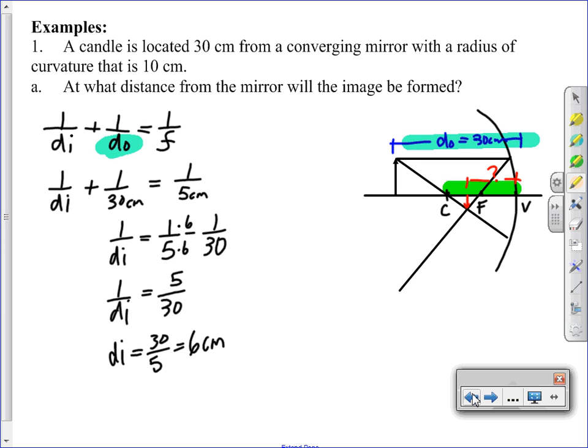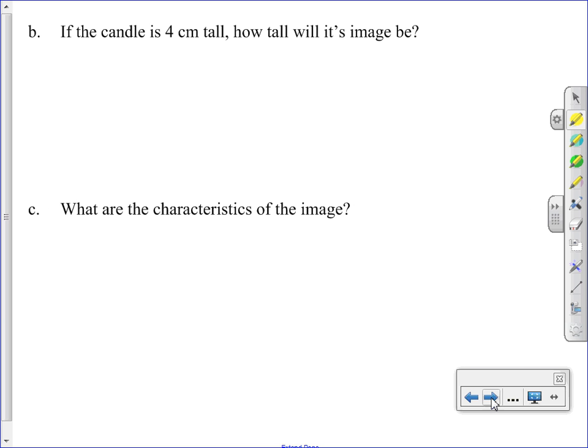And if you look at our diagram, it's going to be much smaller because the image, pardon me, the object is significantly larger than your image. How are we going to do that? Well, the magnification formula will then be used.